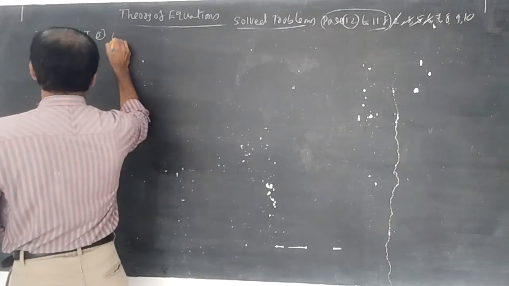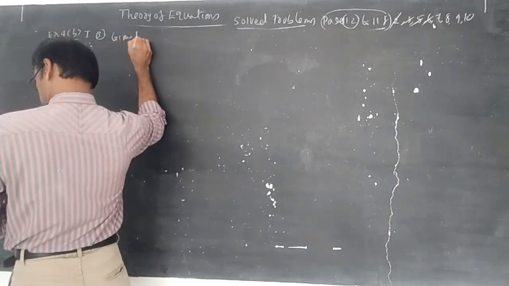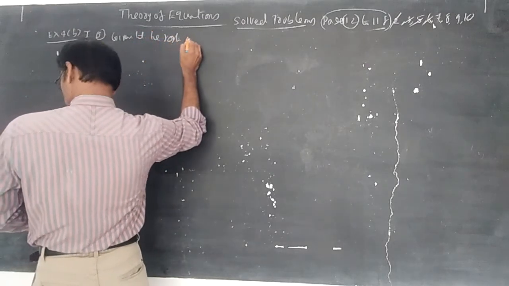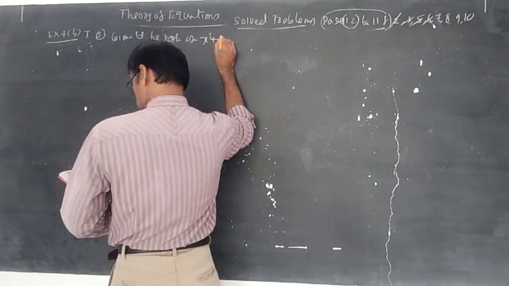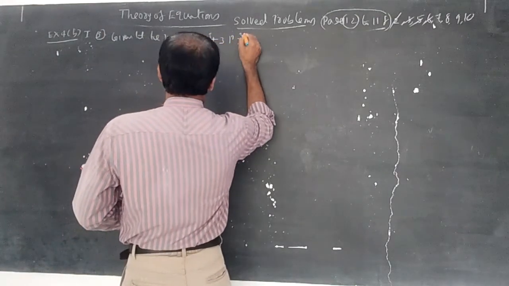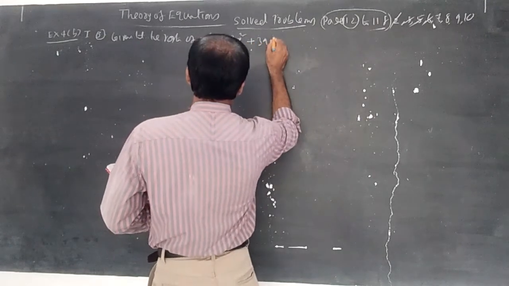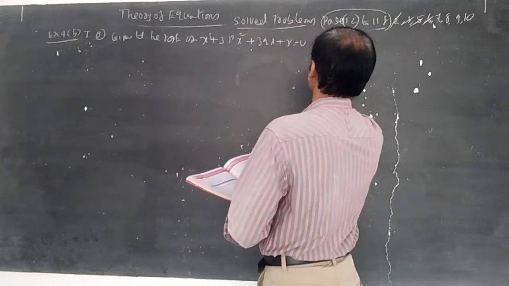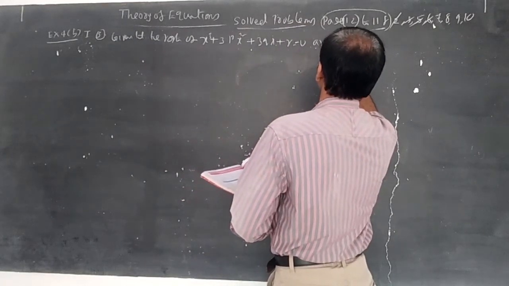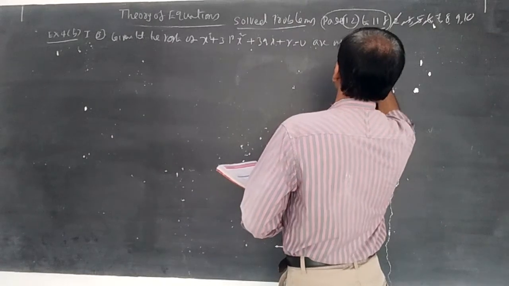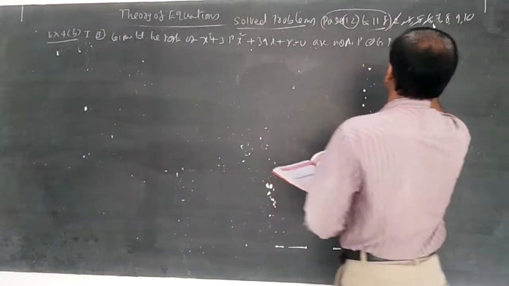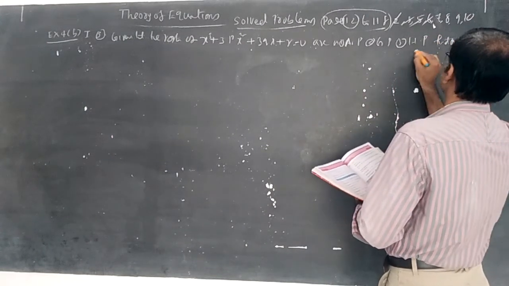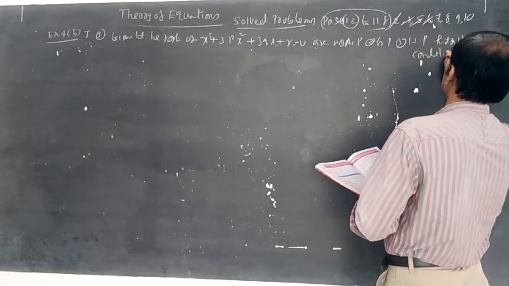Roman number 3. Given that the roots of x cube plus 3px square plus 3qx plus r equal to 0 are in, first problem AP, second problem GP, third problem HP. Find all conditions.